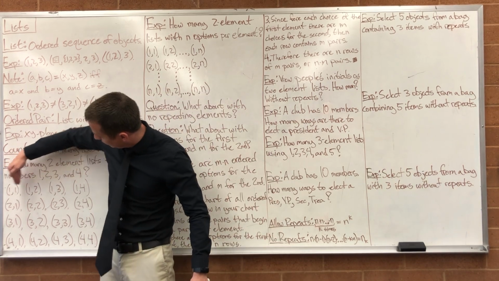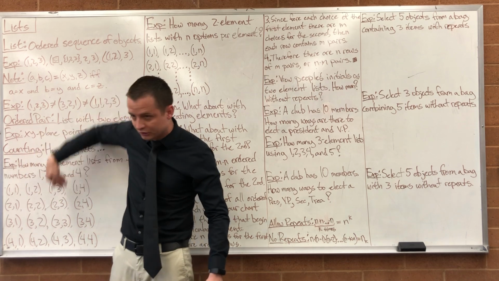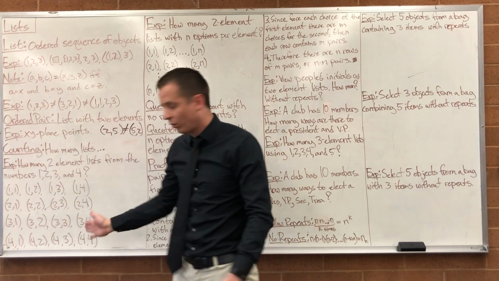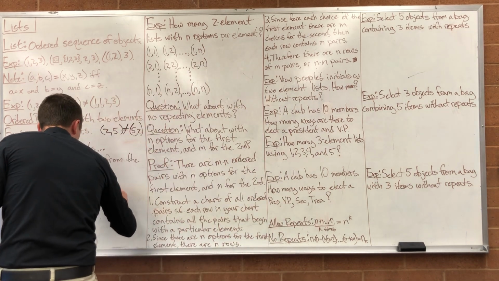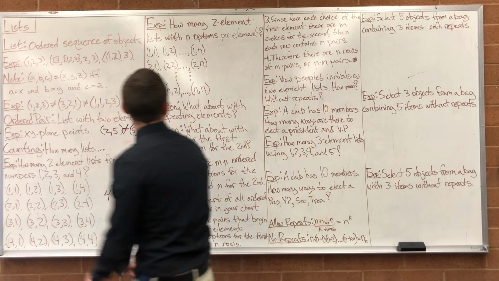Notice in this column, we're all 1s. In this column, the second number is all 2s, all 3s, all 4s. So 4 times 4 gives you 16. All right. So 4 squared, which is equal to 16.